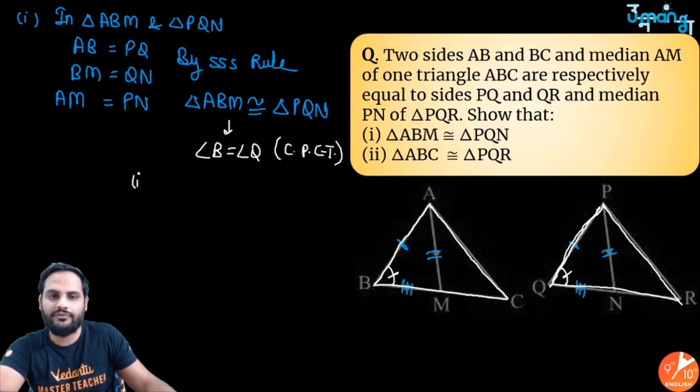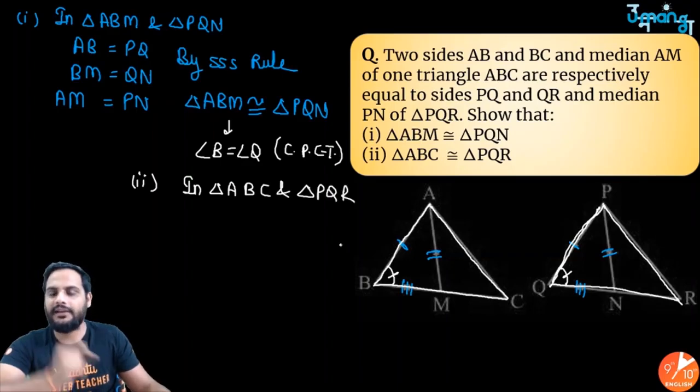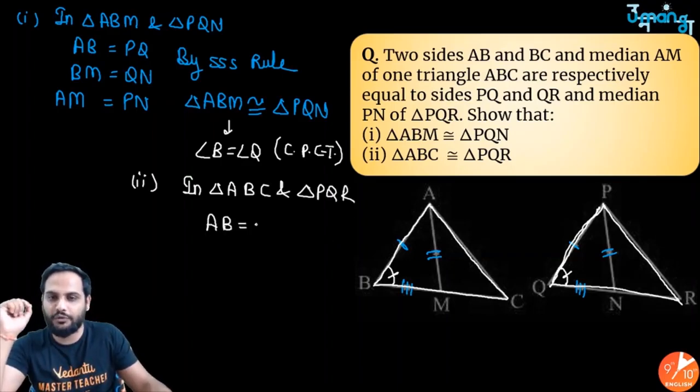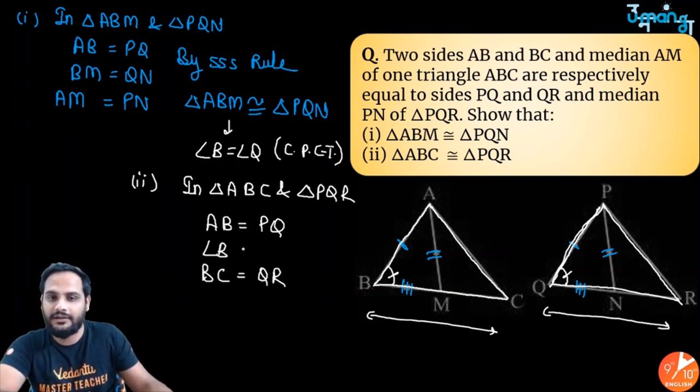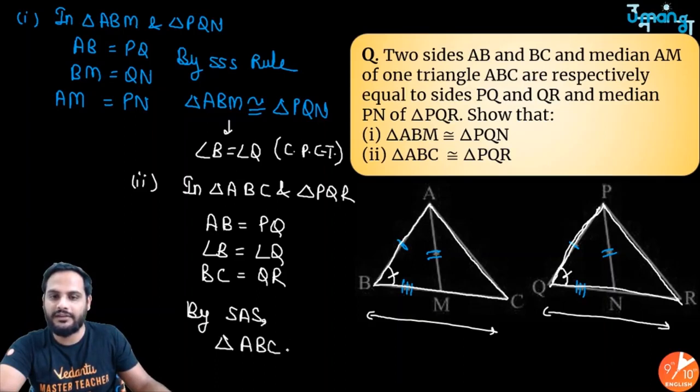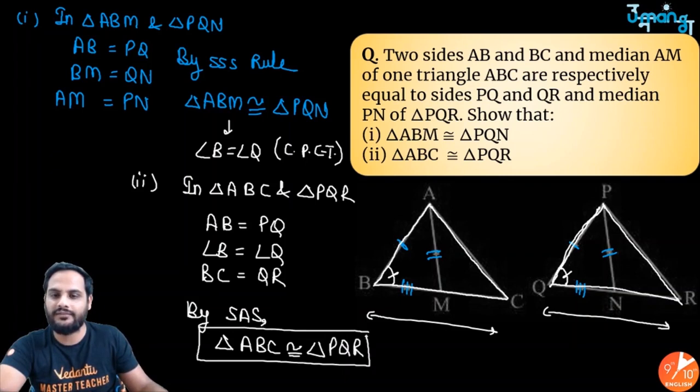Now let's prove the second part. In triangle ABC and triangle PQR, the first thing is AB is equal to PQ, and also given that BC is equal to QR. And the angle between these two sides, angle B, is equal to angle Q. So by side angle side rule, triangle ABC is congruent to triangle PQR. As simple as that.